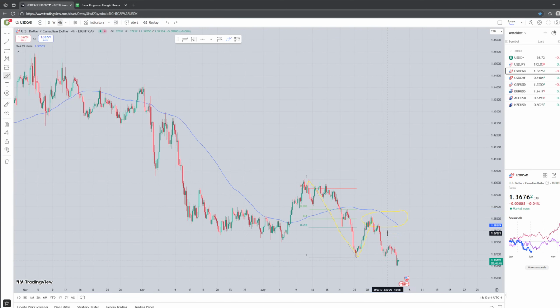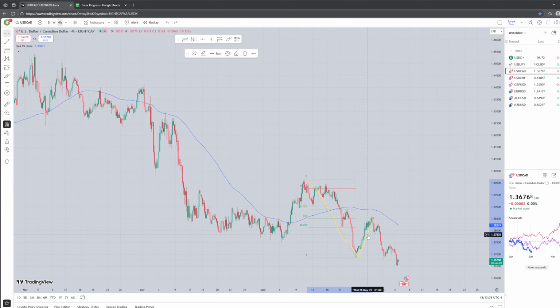If the market continues to make a new down leg like this, then we're going to wait until the new leg retraces into a good zone, at least a 50% zone, somewhere like there. Then we will start selling USD Canadian dollar. Until that, we're going to wait.